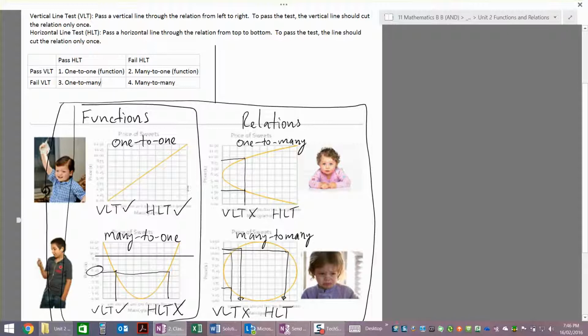Great. Grab my horizontal line test, bring it up to this next function, pass it all the way through the function. I think that one passes the horizontal line test. It only goes once through the curve at all the points. Okay, give it a tick. So it failed the vertical line test but passed the horizontal line test, so it should be one to many. Yep, it is, good.